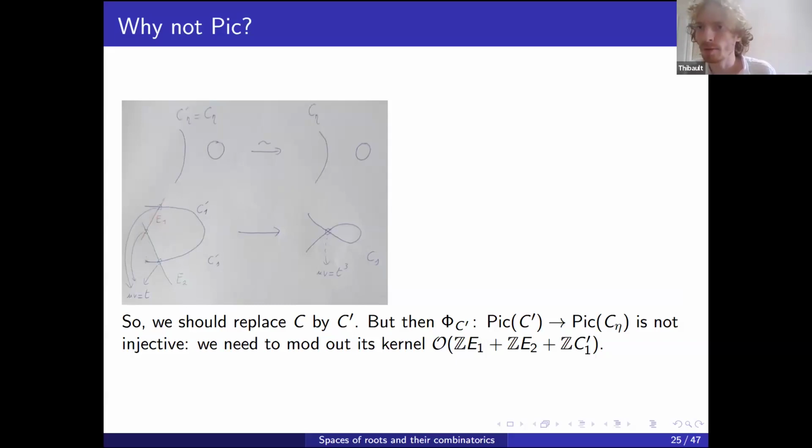And some of them are non-trivial. The only trivial one is the one that has the same multiplicity at all three components. Okay, so first we blow up the curve, then we mod out this kernel, and then we've solved both of our problems.